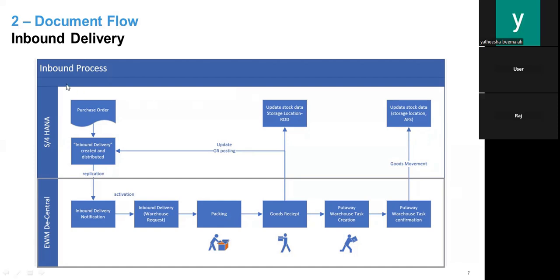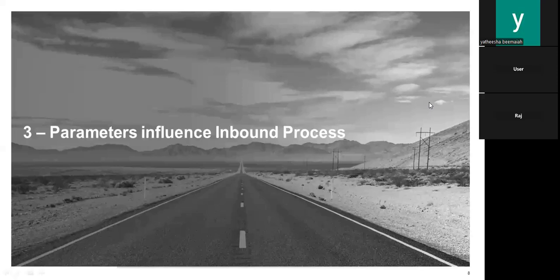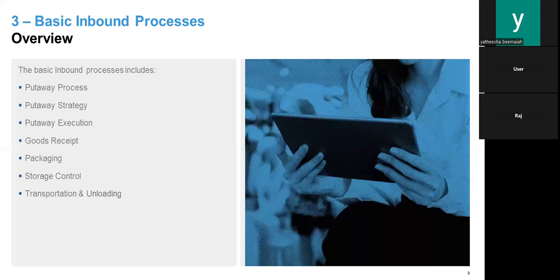So this is the document flow. What are the documents involved in the inbound process? In the next slides we are going to discuss the parameters which influence the inbound process. So we need to do some settings, right? We need to make some settings for the put away strategy.